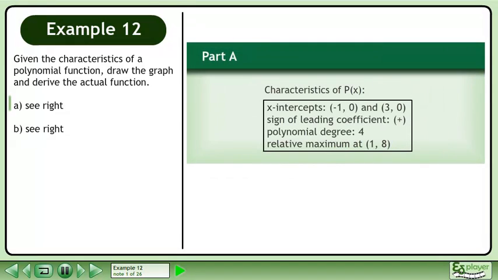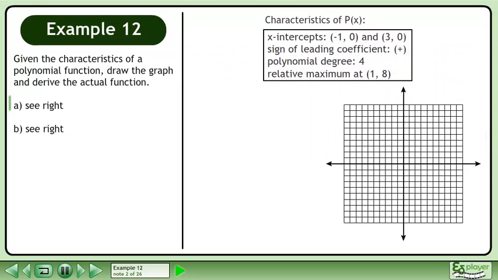Given the characteristics of a polynomial function, draw the graph and derive the actual function. In part A, we'll graph a polynomial with the characteristics shown. Draw x-intercepts at (-1, 0) and (3, 0).